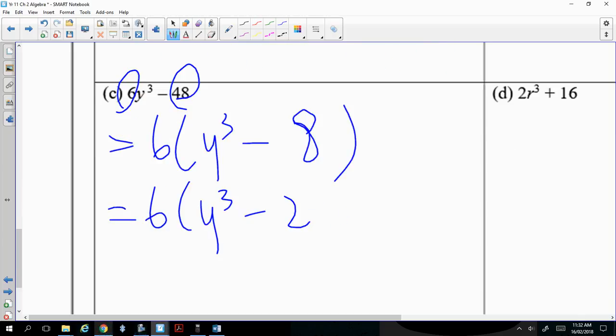Use the formula. I need to get a formula sheet ready so you can all have it. Alright, formula sheet.